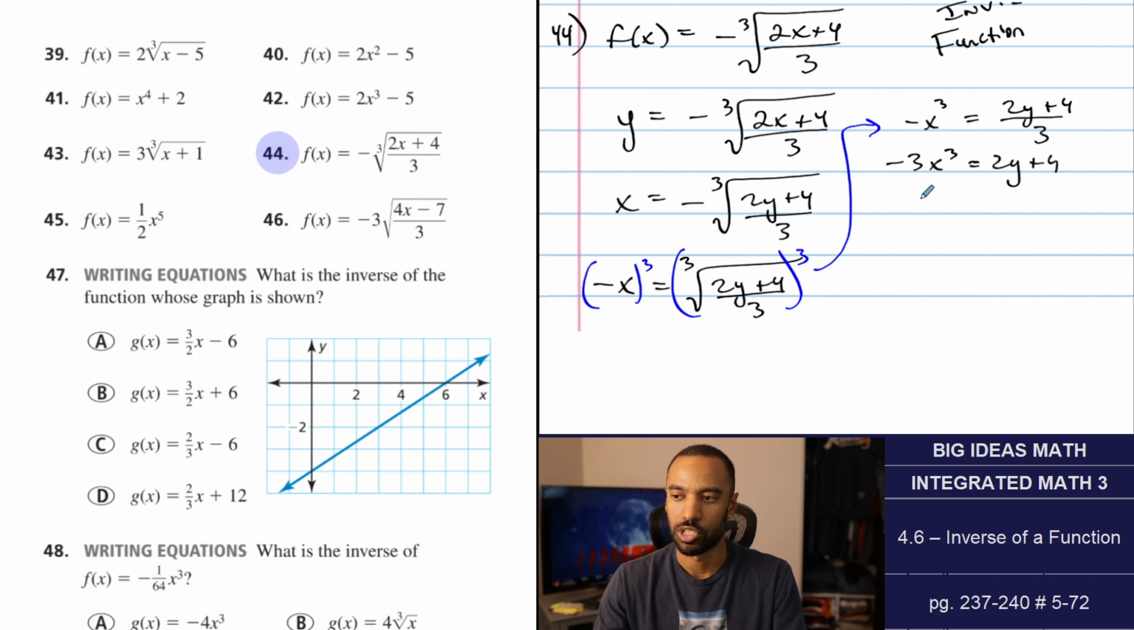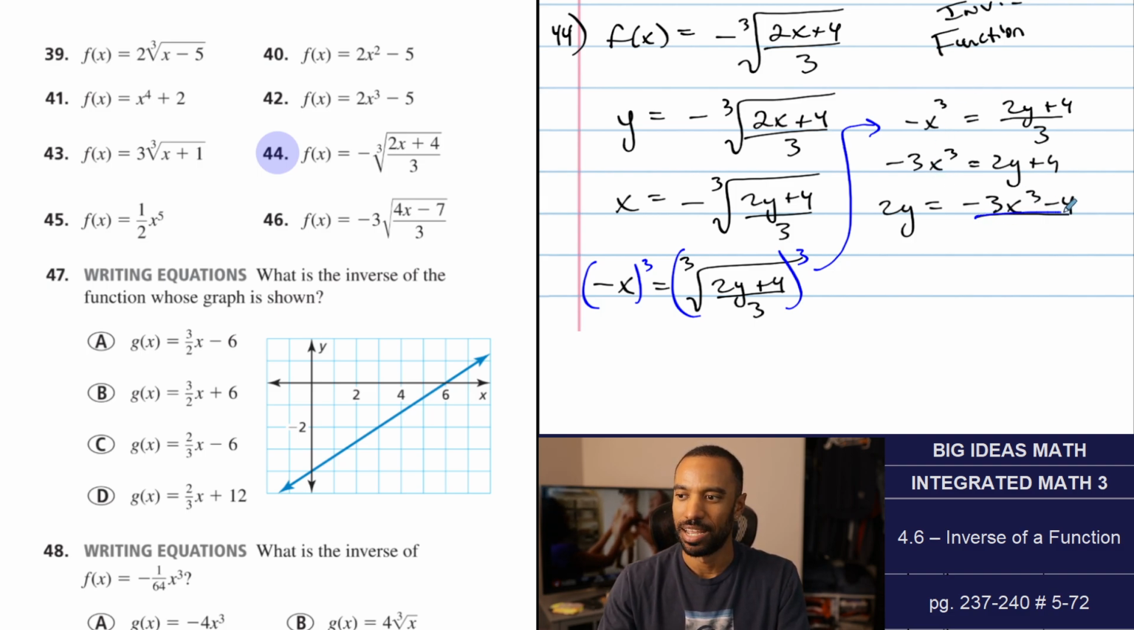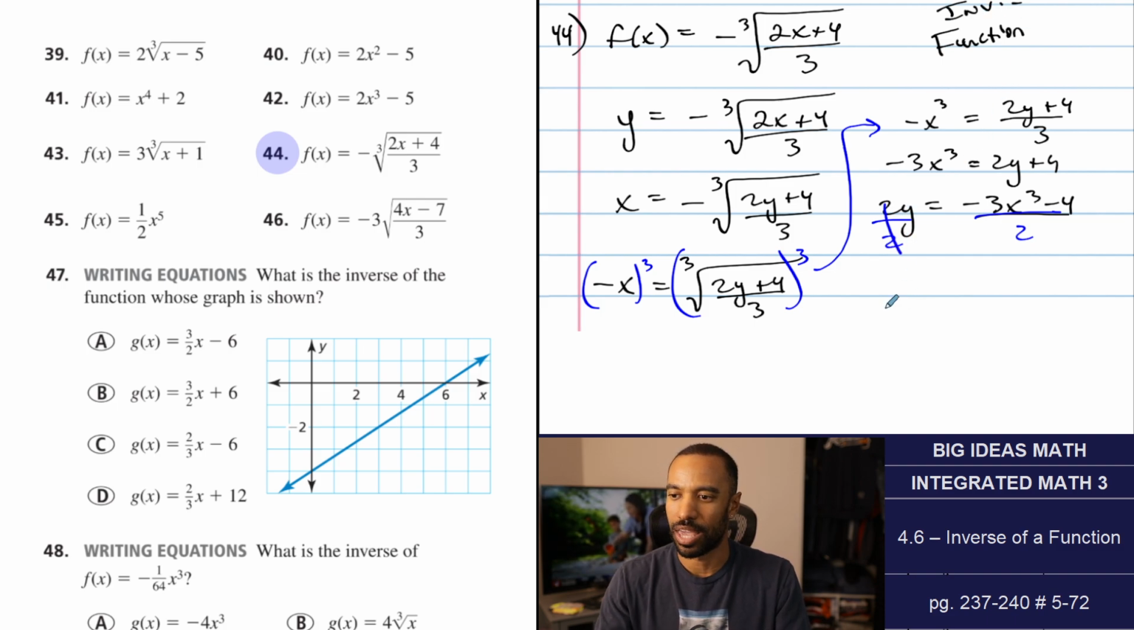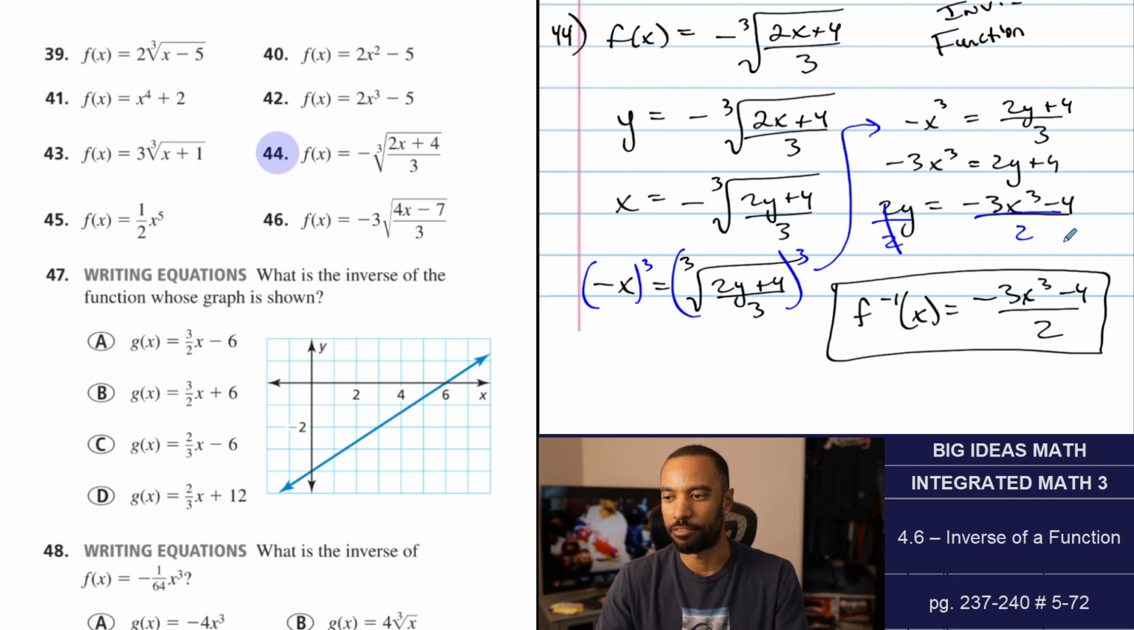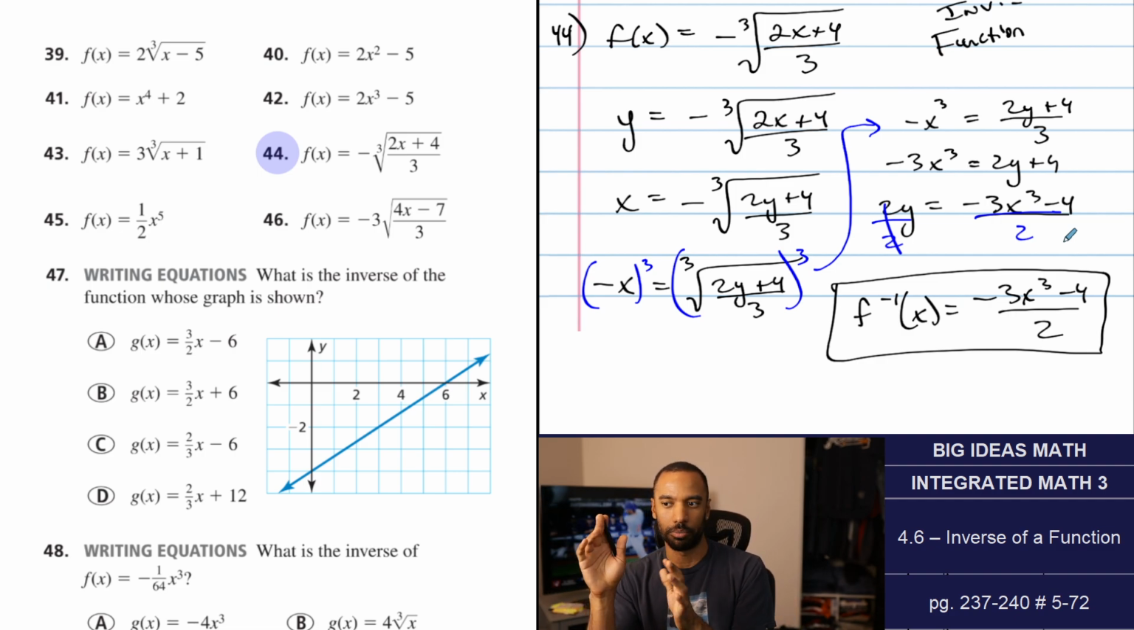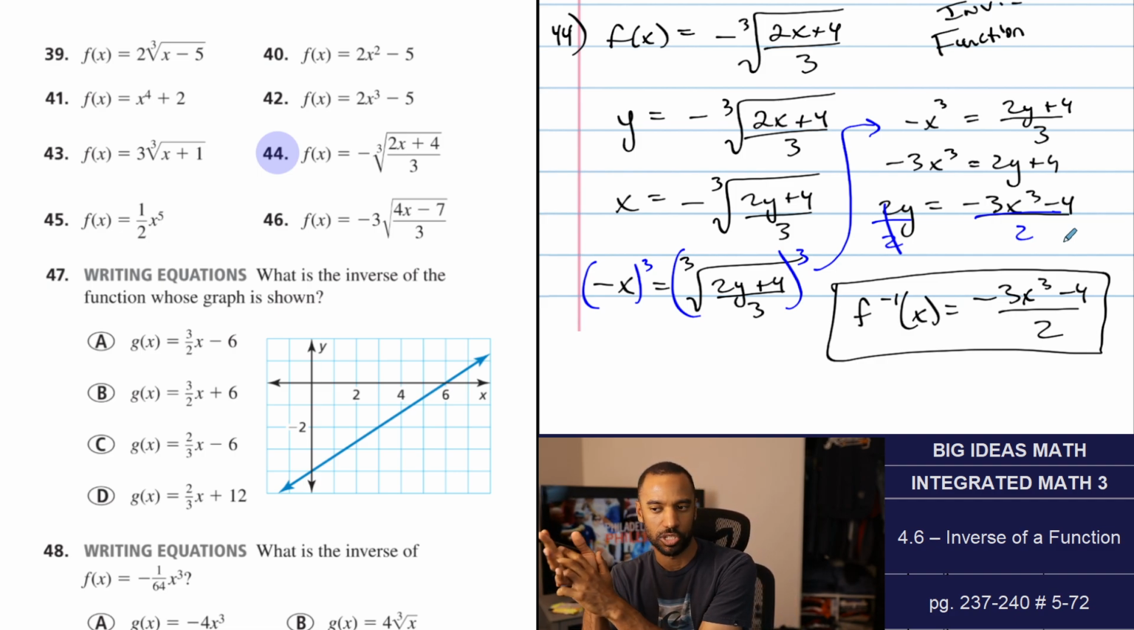Still 2 more steps. Subtract 4. Let's put the 2y on this side now. But subtract 4. And then I was starting to go one step ahead. And then you divide both sides by 2. So now you'll get your inverse equation to look like that. If I were to graph it, I would divide by 2 separately and make it -3/2 x cubed minus 2. But for this, it's fine here.